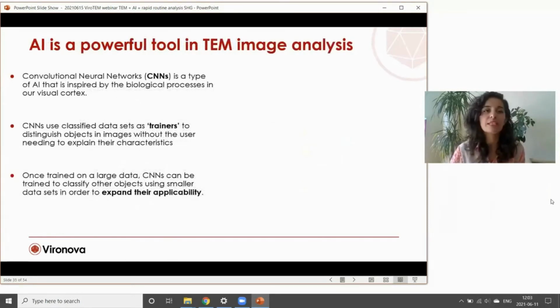So AI is a really powerful tool in TEM image analysis. And we work with something called convolutional neural networks. This is a type of AI that is inspired by the biological process in our visual cortex, and it basically uses classified data sets as trainers to distinguish objects in images without the user needing to explain their characteristics.